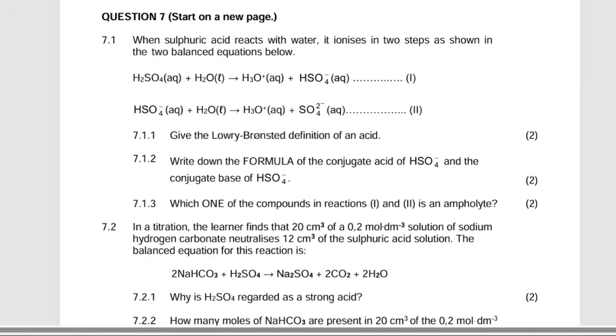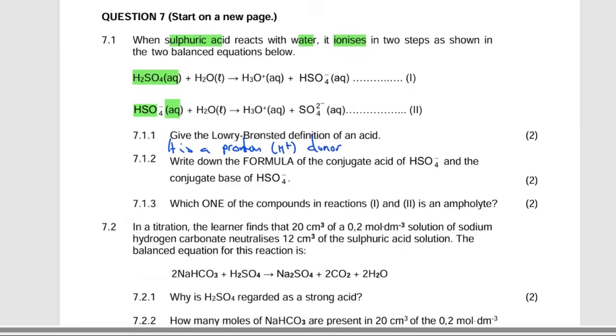They are saying here, when sulfuric acid reacts with water, so it's sulfuric acid reacting with what? With water, it ionizes in two steps as shown in the two balanced equations below, right? So this is the first part and then this is the second part. Now they're saying give the Lowry-Bronsted definition of an acid. So an acid, according to this, is a proton donor. Then I can just say maybe in brackets H plus donor. So it is a proton donor.